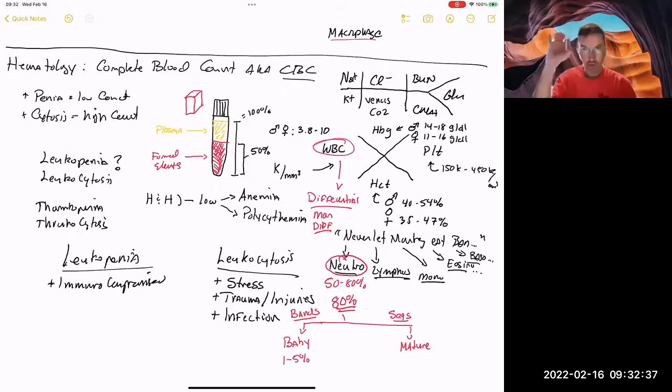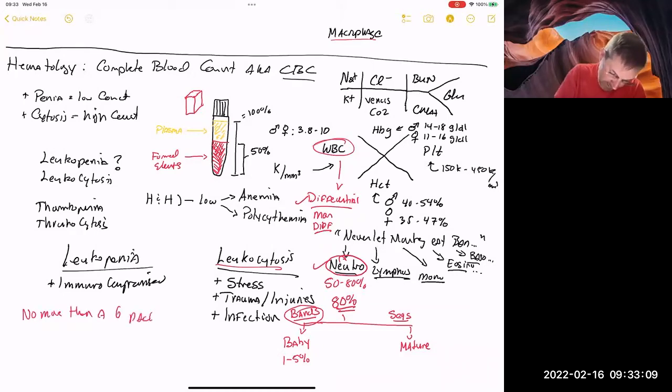So what you're going to do is look at the white blood count. If there's leukocytosis, look at the manual differential. Look at the neutrophils. If the neutrophils are elevated, figure out which of the two types is elevated. If the bands are elevated, greater than about 5 or 6%, and some people say you should never have more than a six pack of bands.